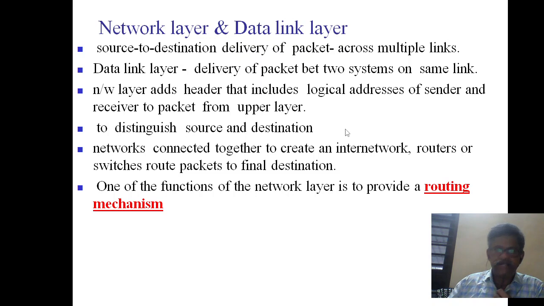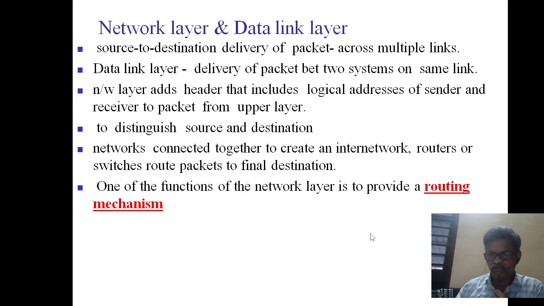The difference between the network layer and the data link layer is that the data link layer is concerned with the delivery of packets between two nodes on the same link, whereas the network layer addresses the whole network from source to destination across multiple links. So the major function is the routing mechanism.